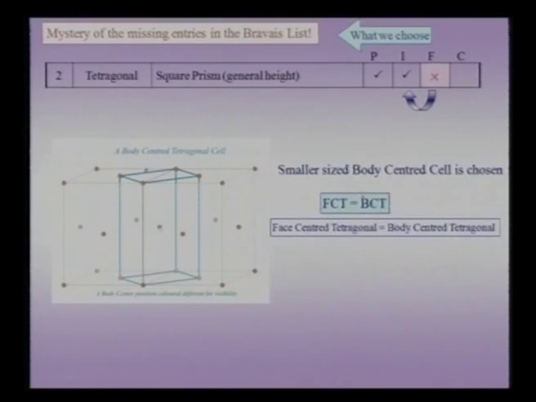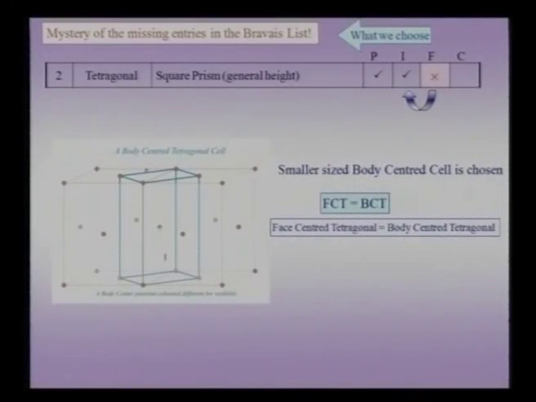Now, should I use a face centered tetragonal or a body centered tetragonal? The choice is obvious, because face centered tetragonal has 4 lattice points per cell, the body centered tetragonal has only 2 lattice points per cell. I go ahead and make the smaller unit cell, which is the blue unit cell, as my preferred choice, and therefore, instead of having a face centered lattice here, what we choose is a body centered tetragonal lattice.